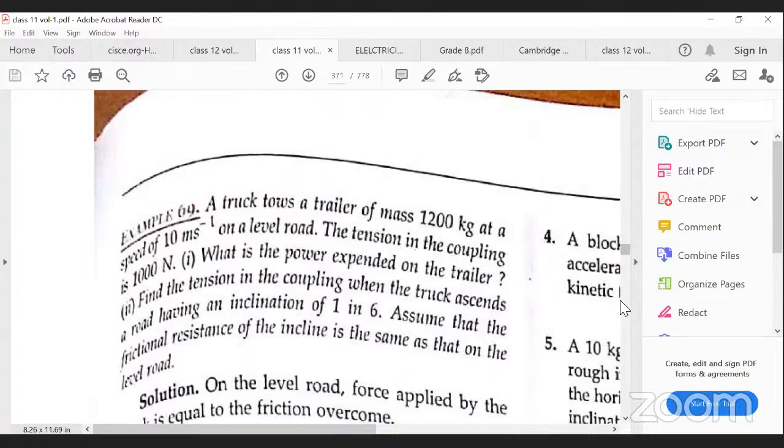Sir, what is trailer coupling and all, sir? Which one, ma'am? The tension in the coupling is 1,000 newtons, they have given. What is coupling, sir? Coupling means joint, ma'am. That is your force applied. The tension in the coupling. So coupling is your force applied, ma'am. You can say that as your friction force.